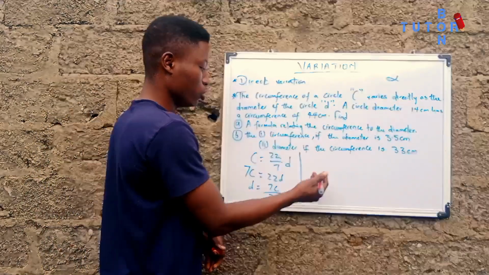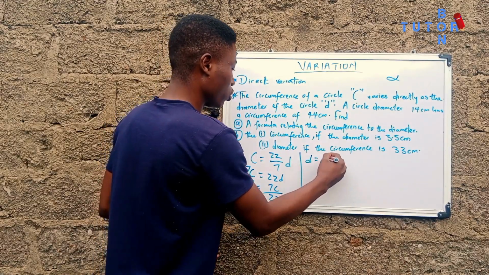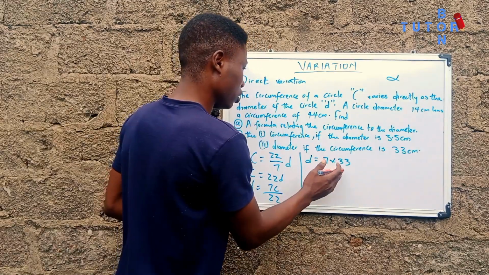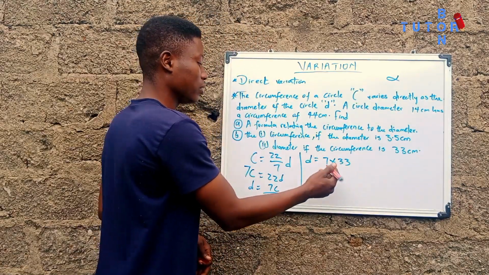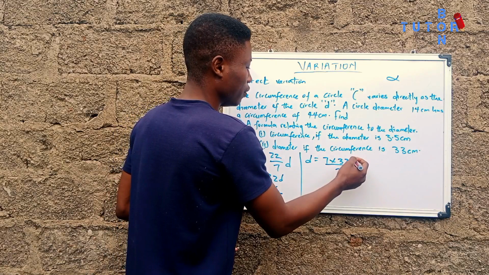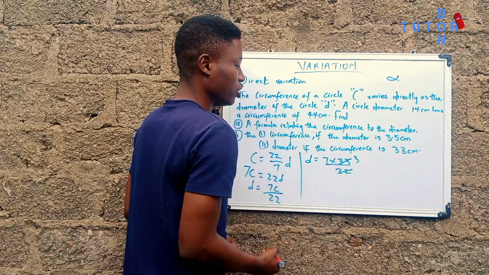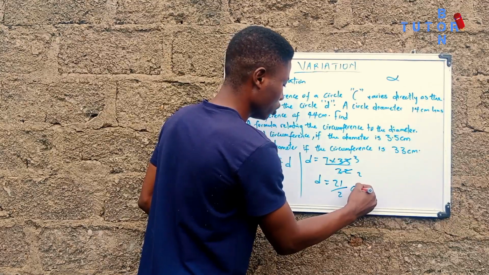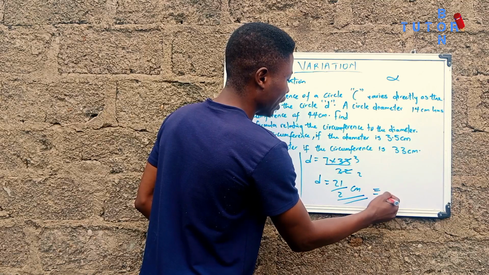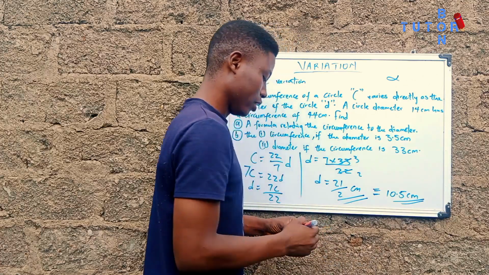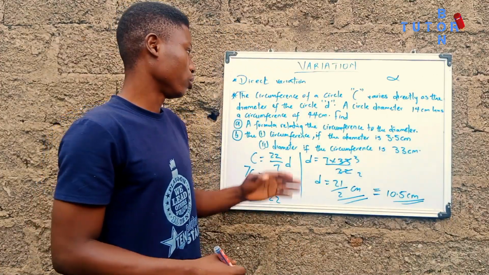The next thing to do is substitute your C. So you have D equals 7 multiplied by 33 over 22. 11 goes into 33 three times, and 11 goes into 22 two times. So you have D to be 21 over 2 centimeter, and you can also write it as 10.5 centimeter. This is the final solution to the problem.